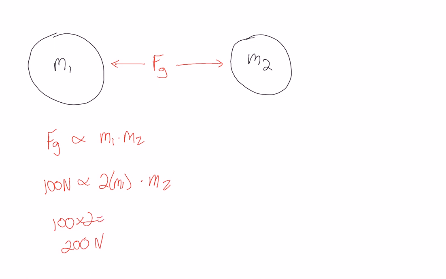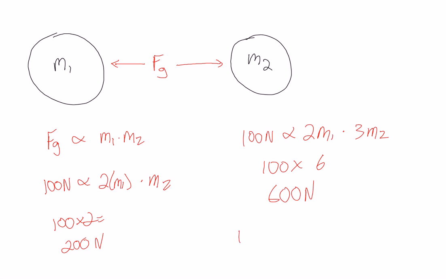Okay, what would happen if, let's suppose we're at 100 newtons again, but now we double mass 1 and we triple mass 2? So we have 2 times mass 1, 3 times mass 2. Together those are going to be 6 times larger. So we'd have 100 times 6, which means our new force would be 600 newtons. So you get the idea. Whatever the masses change, you just change your answer by the same factor.